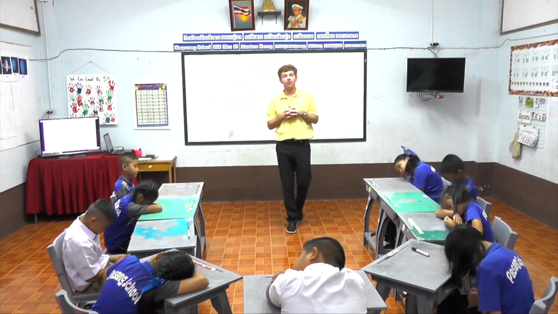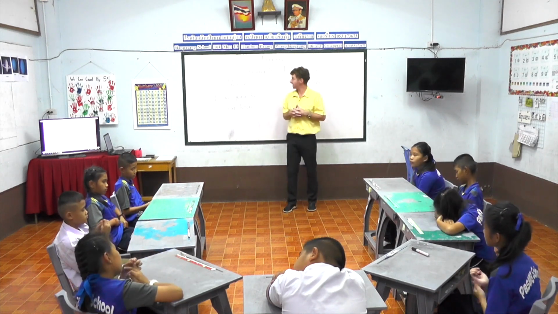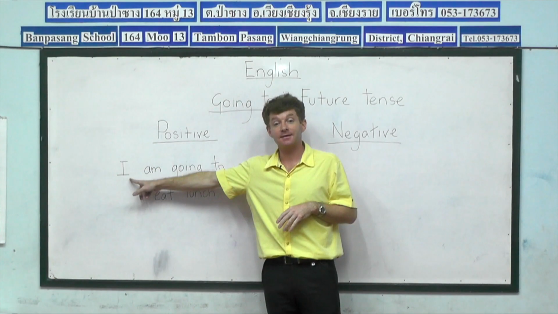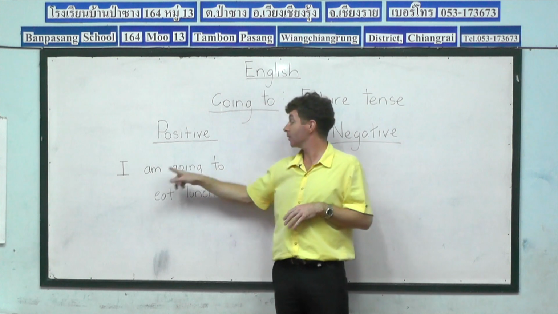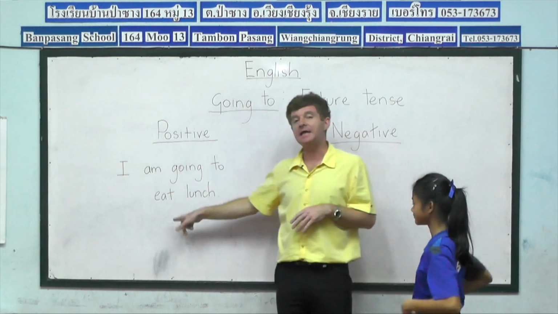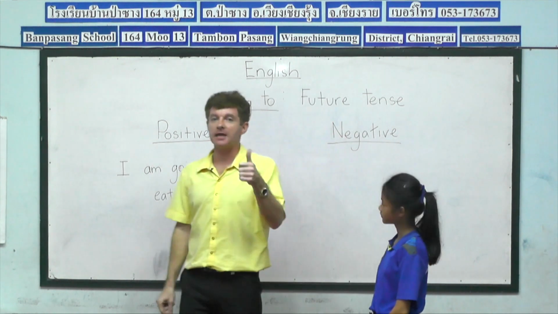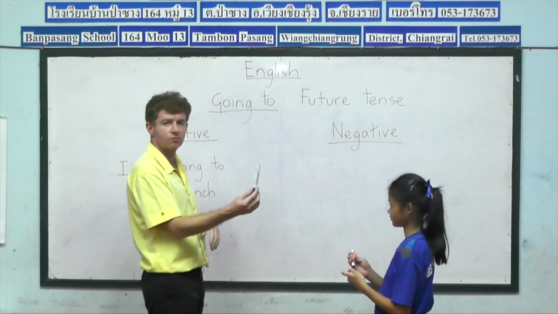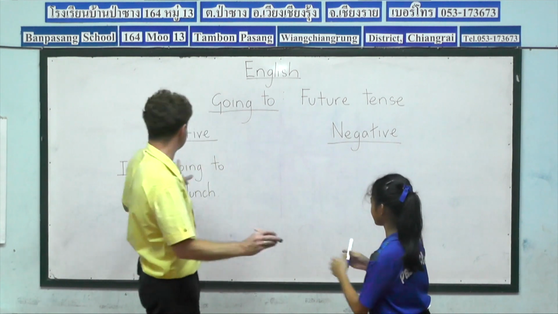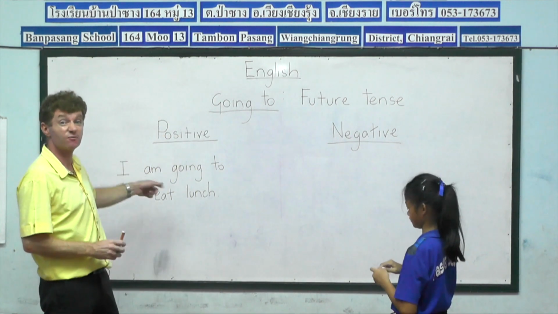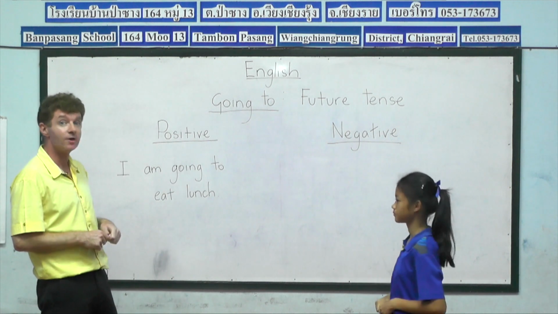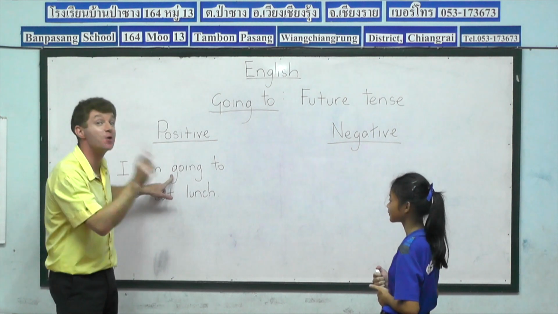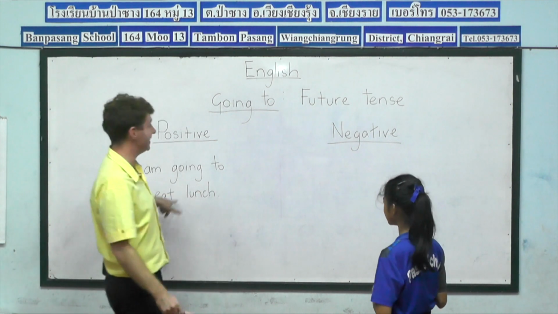Let's open our eyes now, please, guys. So, I have written a positive sentence on the board. I am going to eat lunch. Positive statement, I am going to. But down, actually, I'll give you a different colour. A different colour will work best. Can you write the negative sentence for this phrase? And remember, it's just one extra word. I am not going to eat lunch.